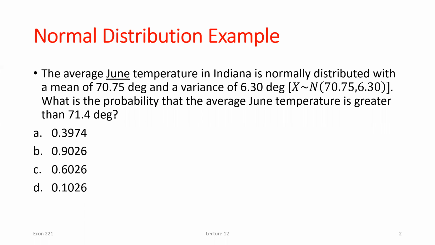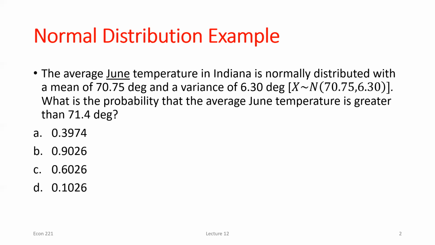So we're looking at rainfall and temperature, and pretty close to a normal distribution, right? So we have June temperature. If we look across time, it looks pretty normally distributed. We're told that it has a mean of 70.75 and a variance of 6.3. What's the probability that we see this June that temperature is greater than 71.4?